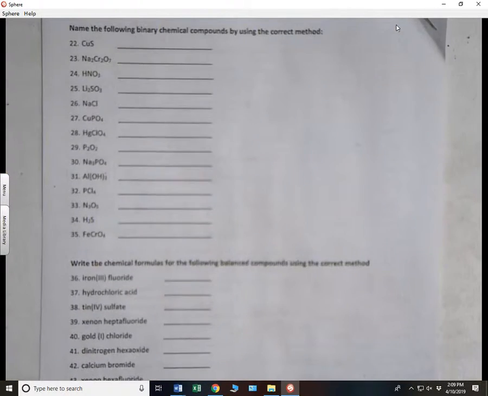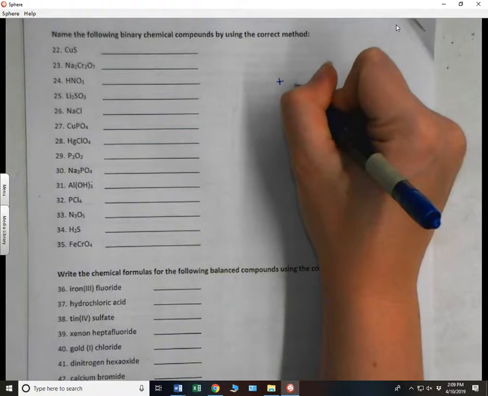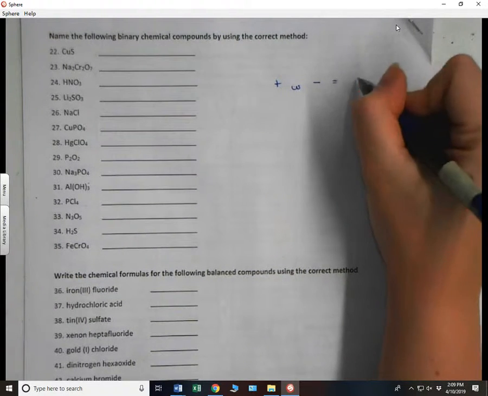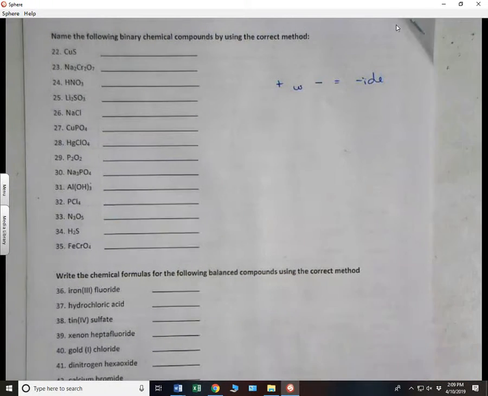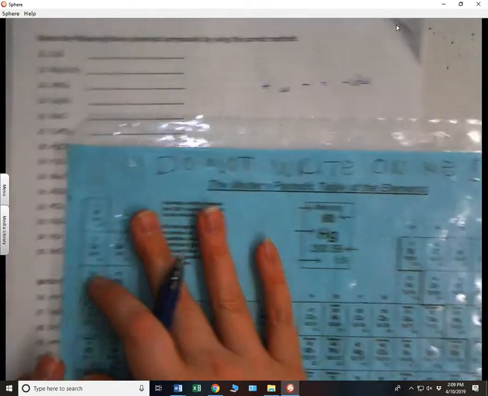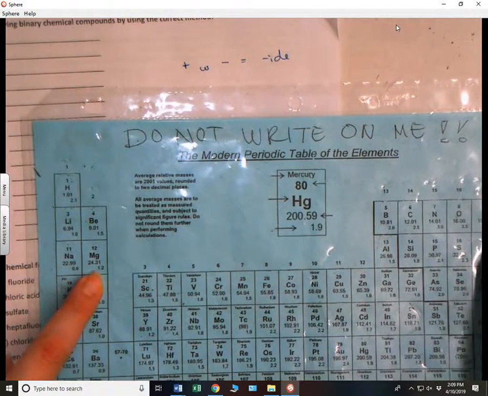First of all, if it's a positive with a negative, you just change it to "-ide", right? Just change the ending to "-ide". That's nothing different. So if it's on the left and positive and on the right and negative, like magnesium chloride, you just change the ending to "-ide". There's nothing special. So that's rule 1.